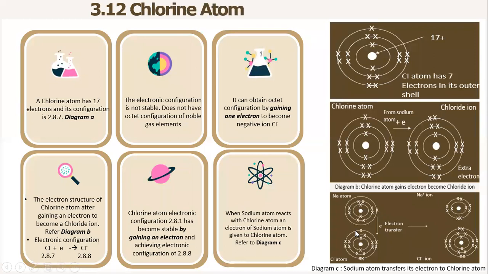Let's look into the chlorine atom. A chlorine atom has 17 electrons and its configuration is 2.8.7 as shown in diagram A.